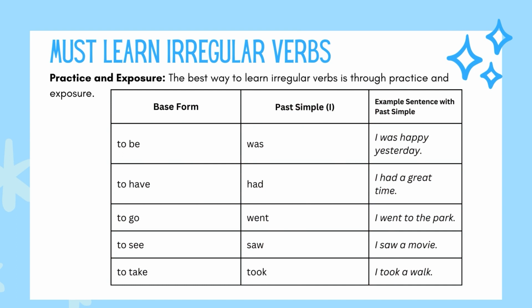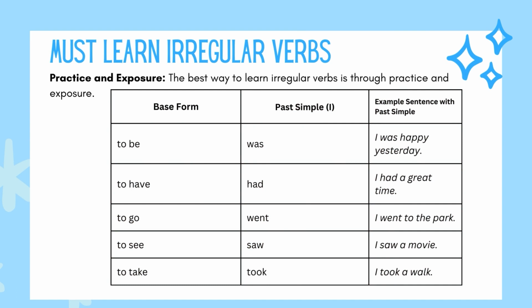The 5 are, to be would become was. So you wouldn't say, I beed happy yesterday. You would say, I was happy yesterday. Similarly, to have, you wouldn't say, I haved a great time. You would say, I had a great time. Similarly, with to go, you wouldn't say, I goed to the park. You would say, I went to the park.